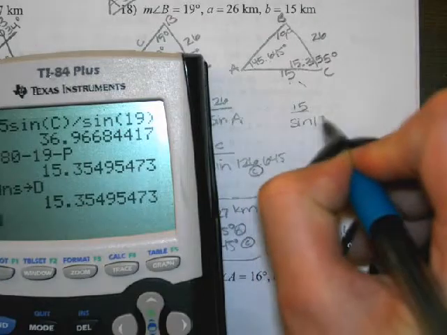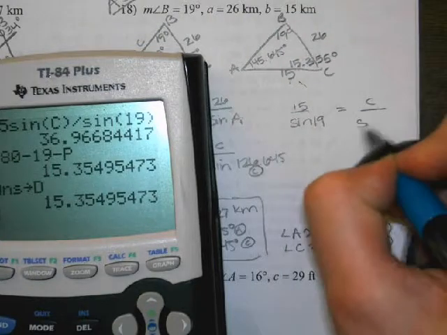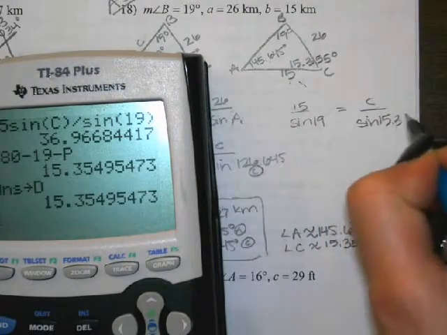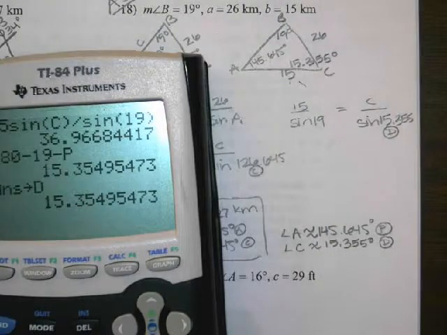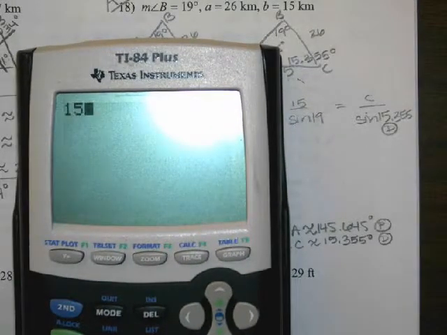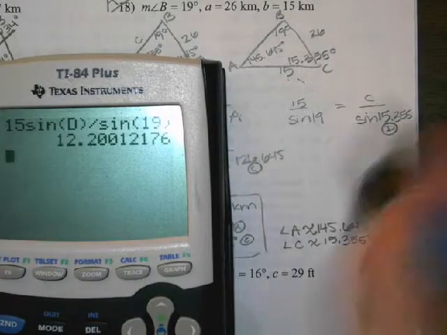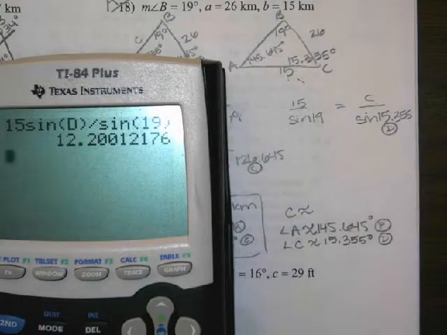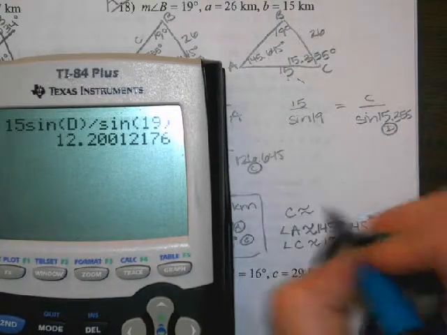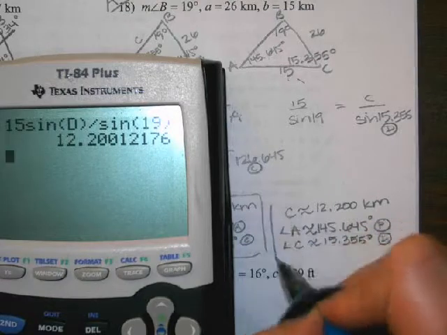(15 / sine of 19) equals C, 15.355, which we stored in our calculator as D. Okay, so now we're going to go ahead and cross multiply, right? So we have 15 sine of 15.355, which is D, divided by sine of 19. And so side C in the other triangle is 12.200 kilometers.